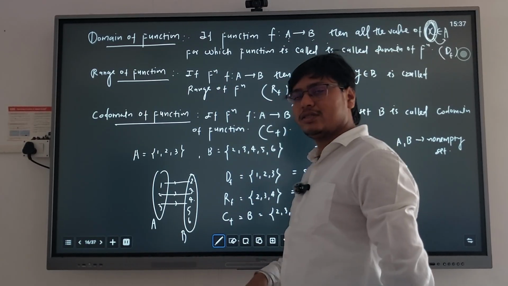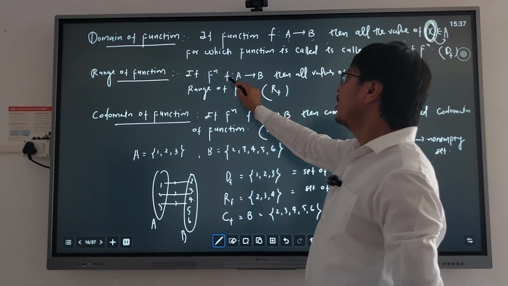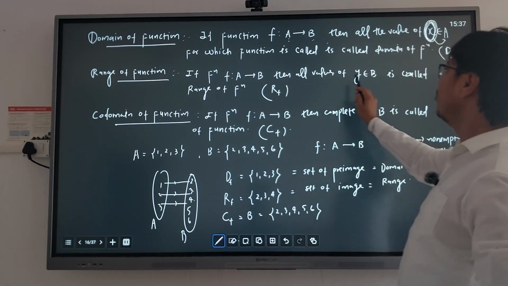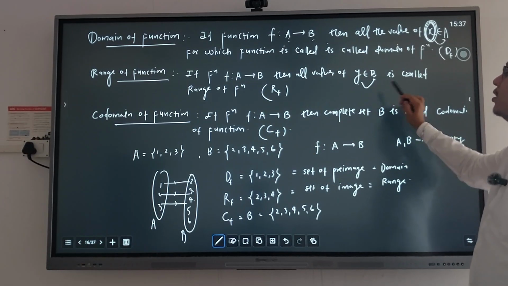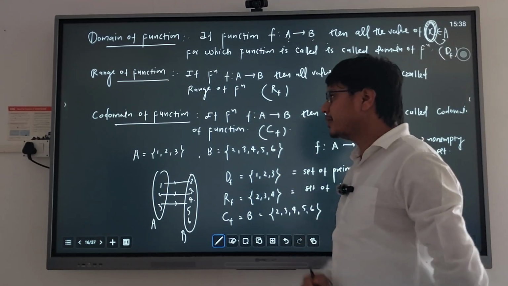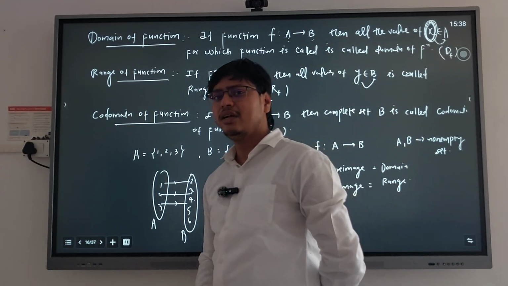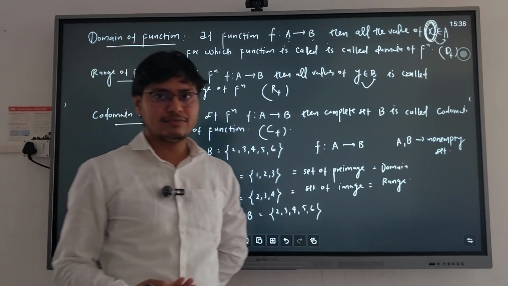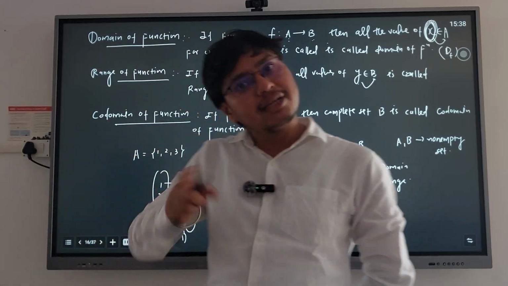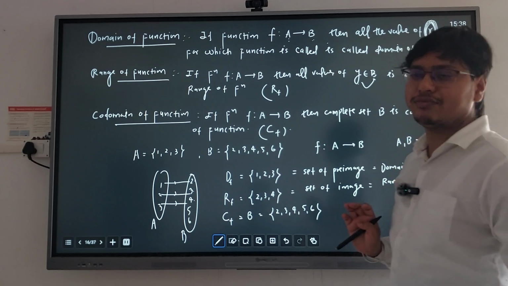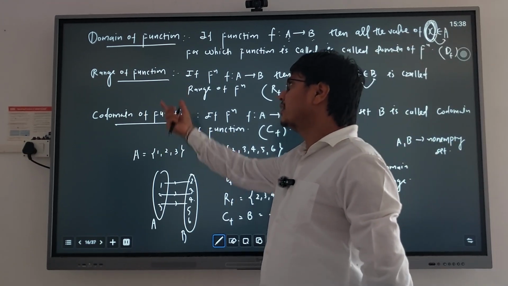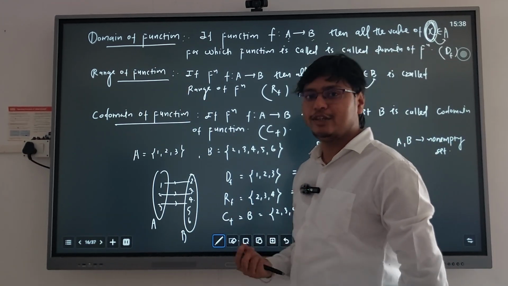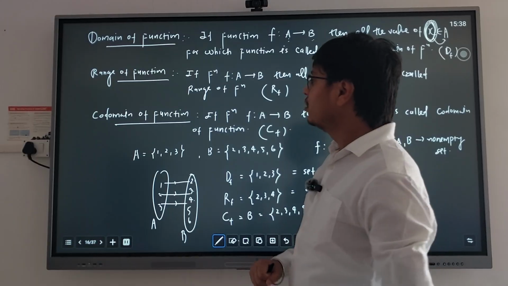Next one is the range of function. If function f is defined from A to B, then all values of y which belong to B are called the range of function. That can also be defined in a different way: the values of y for which the function is defined are called the range of function. It can also be defined as the image points of the domain are called the range of function.